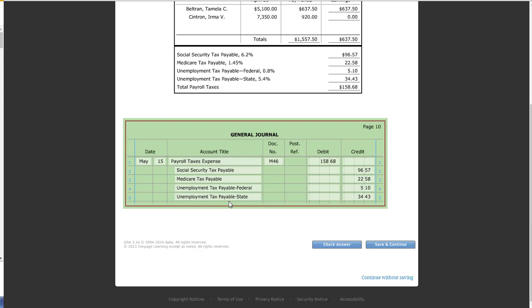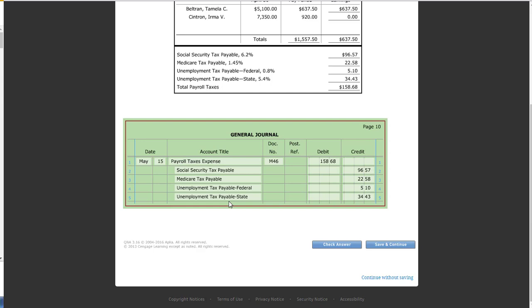Now, the other thing I want to point out, you will notice in my general journal, my four credits, my account titles got indented in. Applia does that automatically for you. It's to make it easier for you to identify which ones are your debits and which ones are your credits.